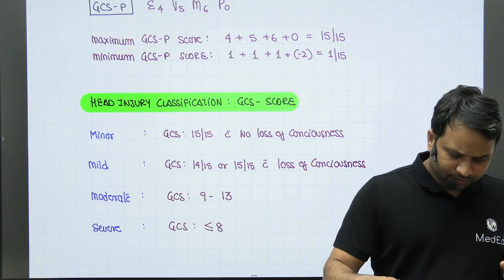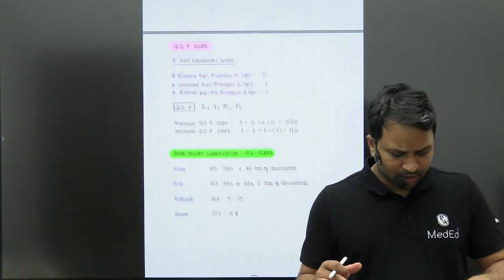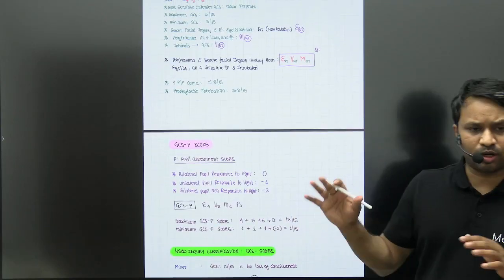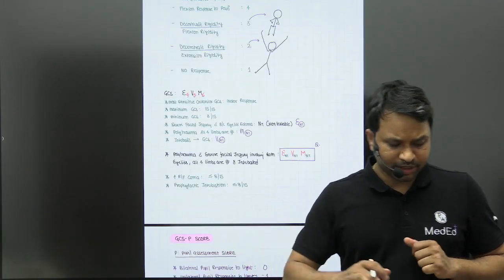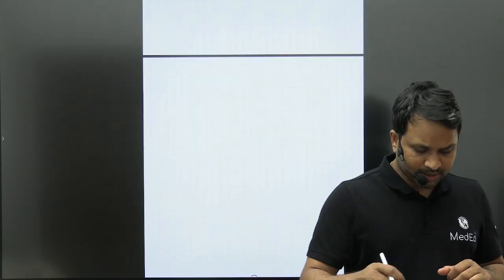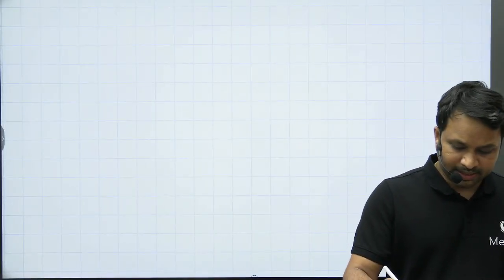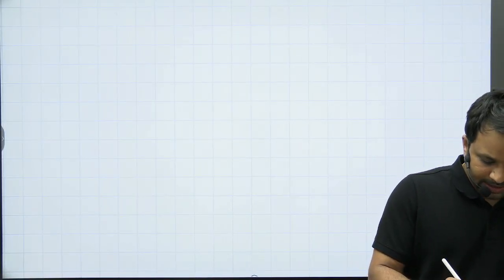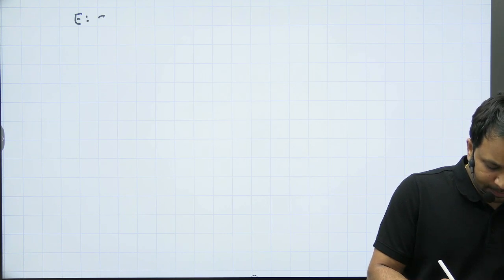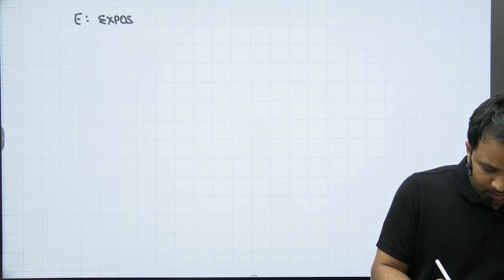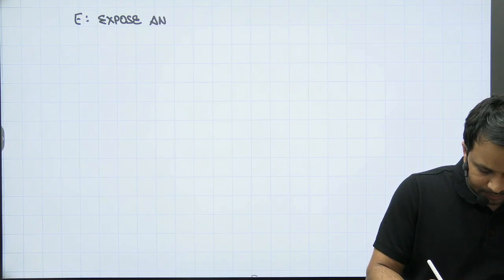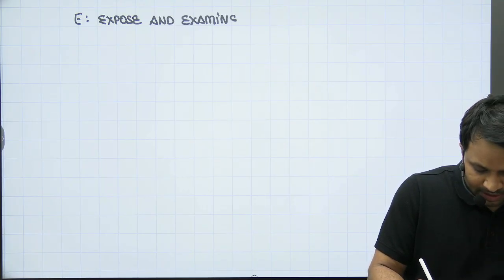Now, along with this, you have understood the head injuries, or I can say the disability limitation criteria. The last one is the expose and examine. The last criteria in our ABCDE protocol is expose and examine, along with environmental control.